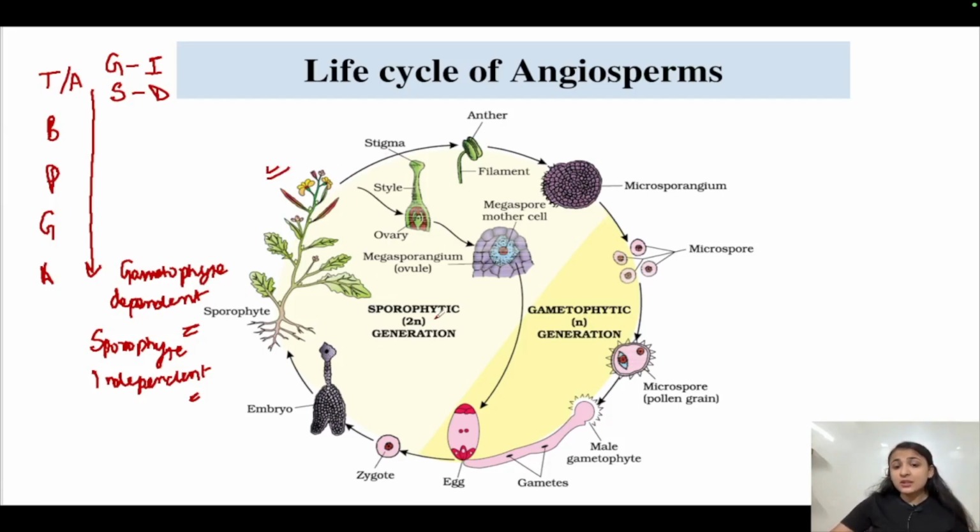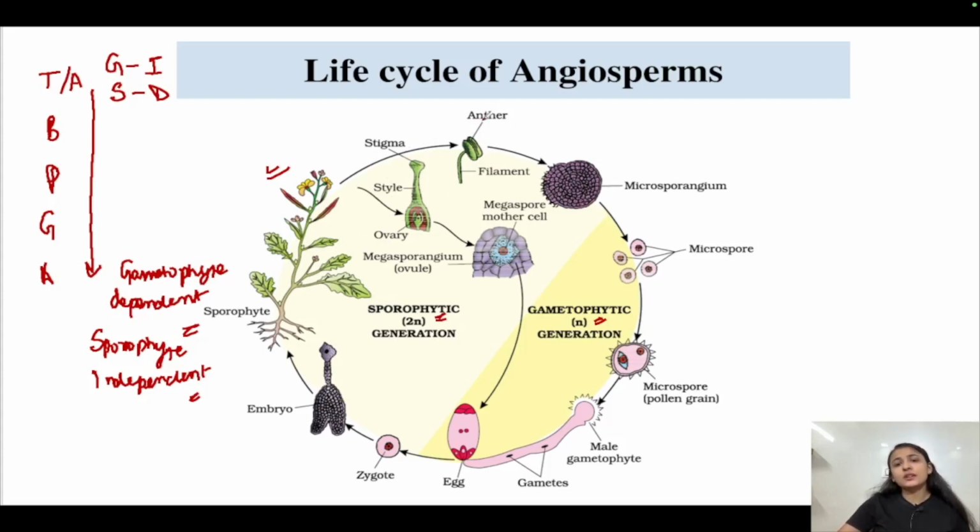The sporophytic generation is 2n, diploid, and the gametophytic generation is n, haploid. Now this sporophytic generation will form the gametophytic generation, right? So how is it forming the gametophytic generation? See, it contains the male and female reproductive organs. This is the female reproductive organ, which is the carpel.